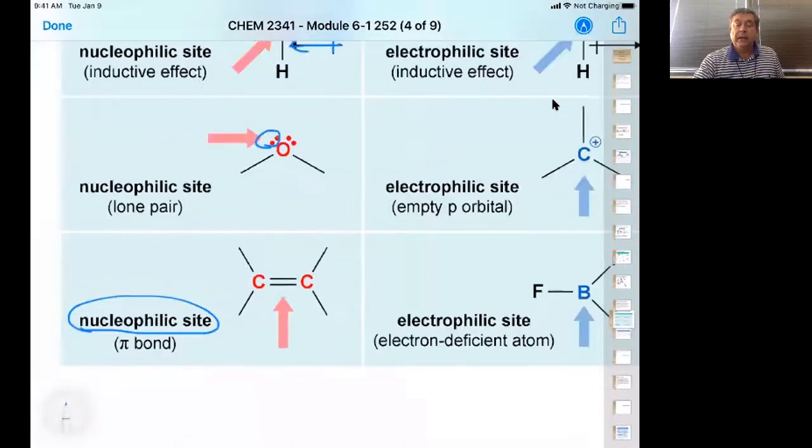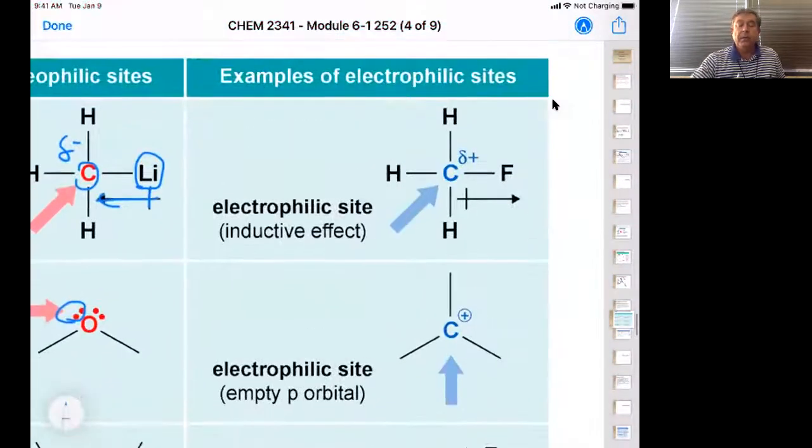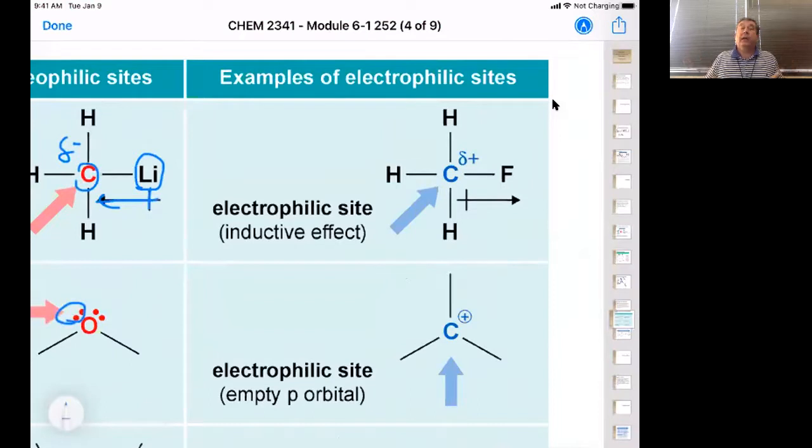Okay. So in contrast, when we're looking for electrophilic sites, we're looking for a positive charge. And again, bond polarity can play a role. In the case of the carbon fluorine, that carbon is partially positive and the fluorine is partially negative, meaning that we can have a nucleophile come in and attack it and form a new bond.